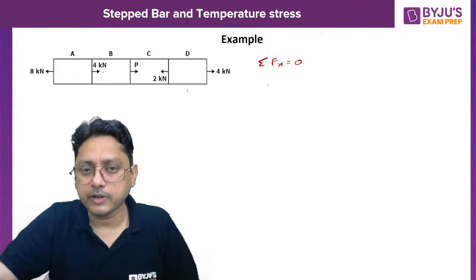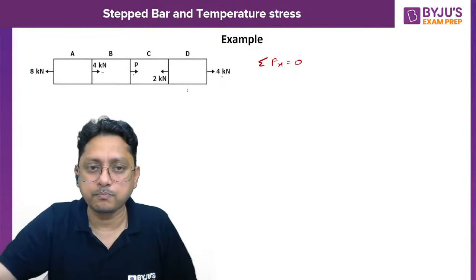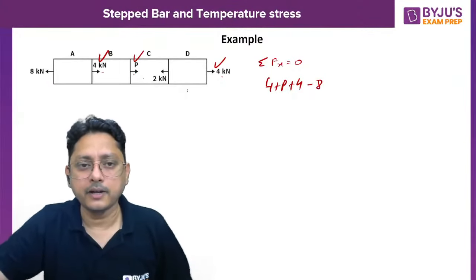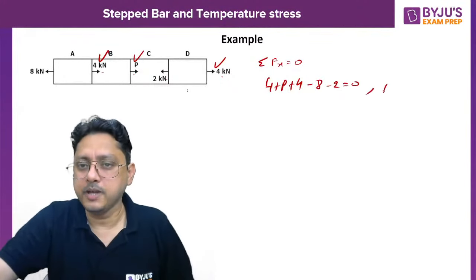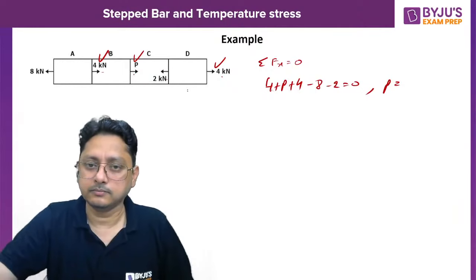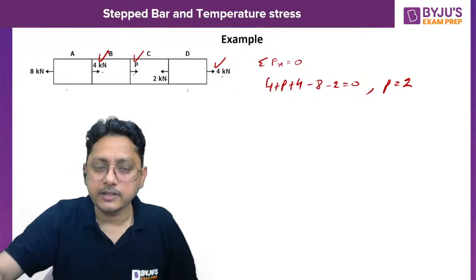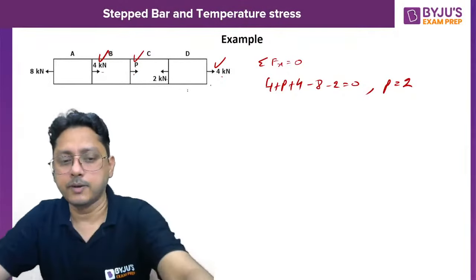Suppose right side acting forces I consider as plus, so 4 plus P plus 4, then minus of 8, minus of 2, must be equal to 0. And from here I'll get the P value equal to 2. Then just consider the individual block for drawing the free body diagram.